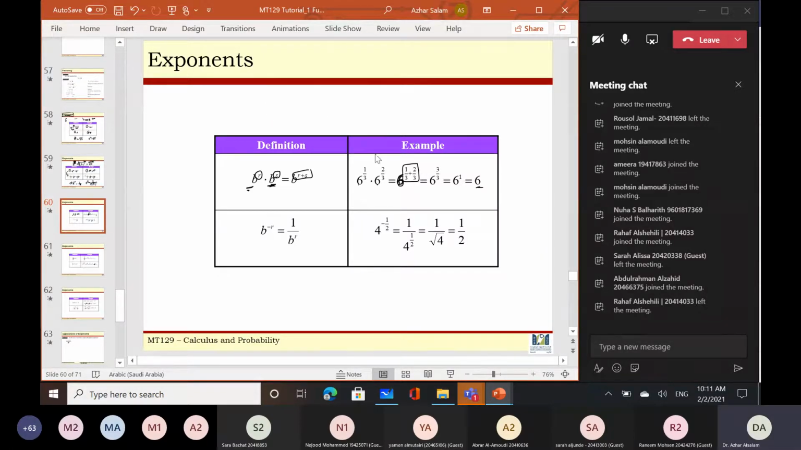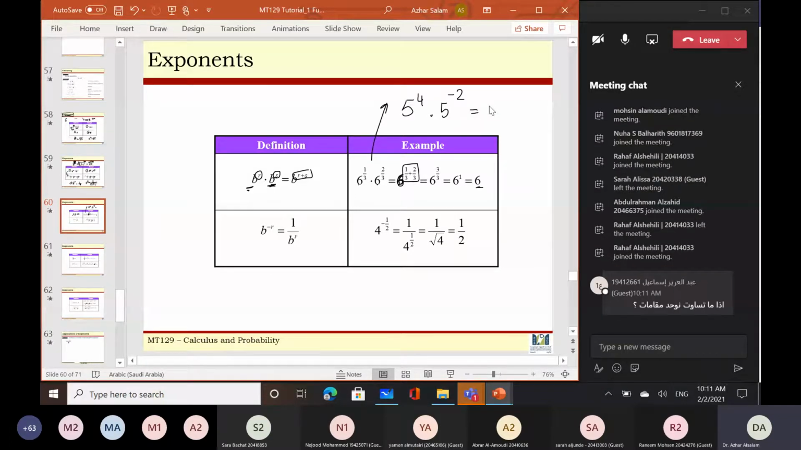For example, another example: if I have 5 to the power 4 multiplied by 5 to the power minus 2. Regular integers, it's not necessary to be rational numbers.